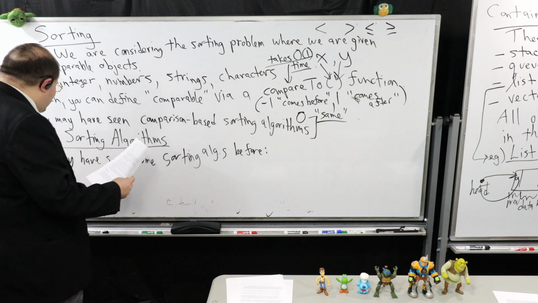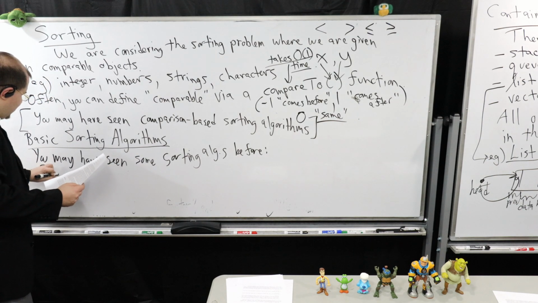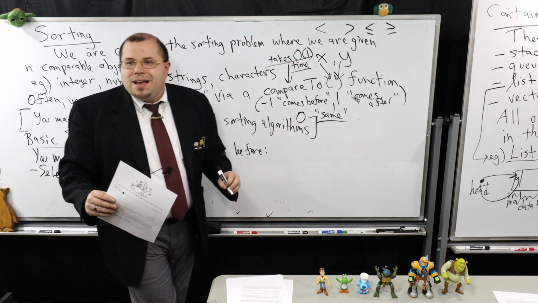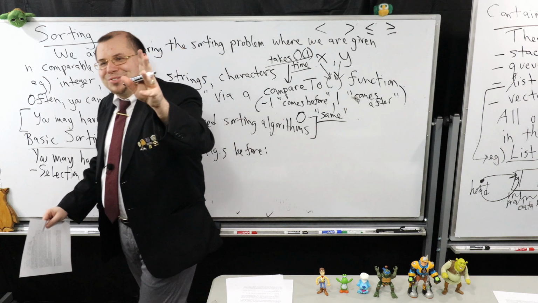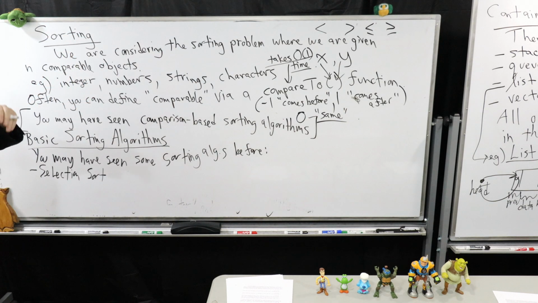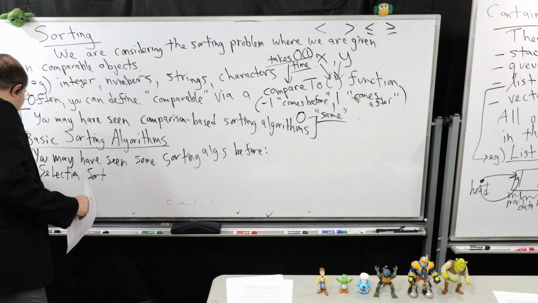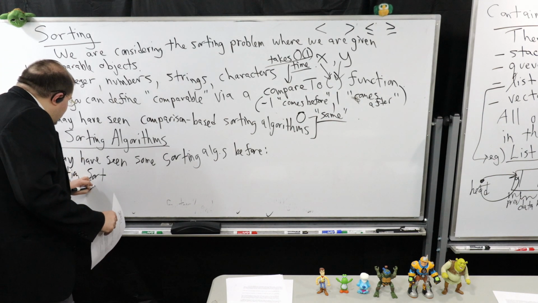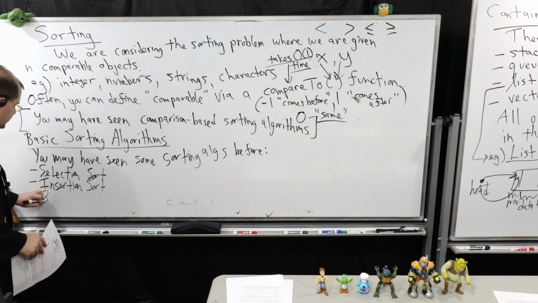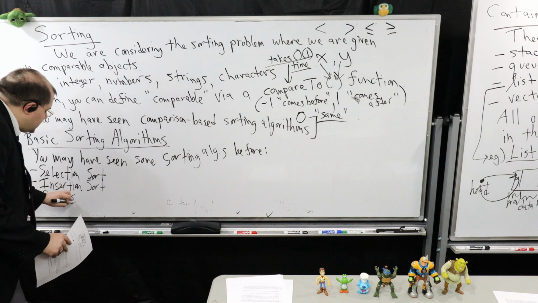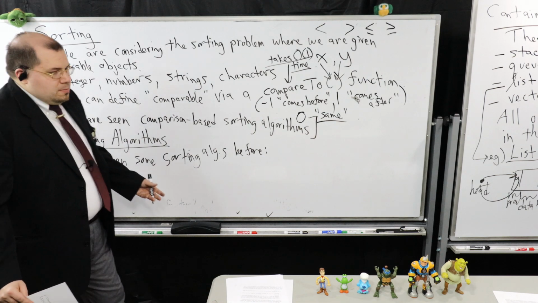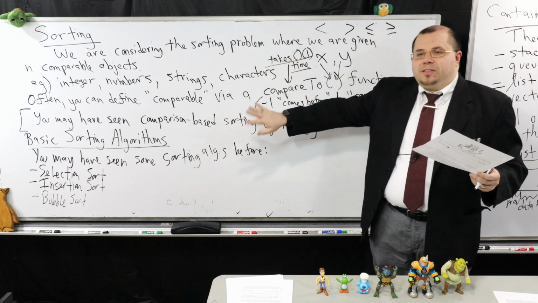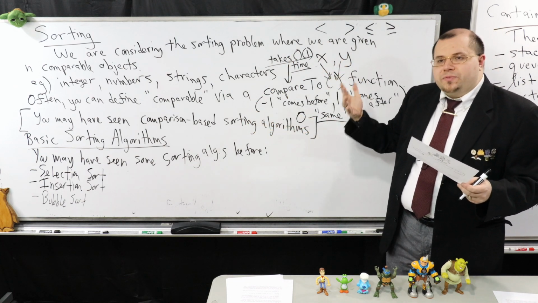Yeah, selection sort is one of them. Yes, those are the 3 I was looking for. Perfect. So we have selection sort, insertion sort, and there's also bubble sort. These are all algorithms, and they all solve our sorting problem.